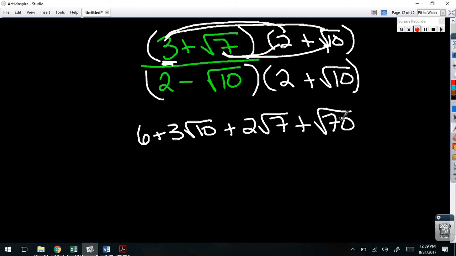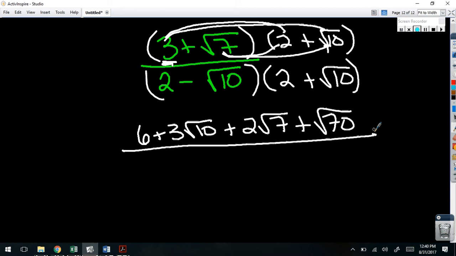Did y'all hear the question? Can you break square root of 70 down? You cannot break square root of 70 down. There's not a perfect square that goes into it. But if you could, you should. Does that make sense? Is that our answer? That's the numerator. I have another question. Ask me.